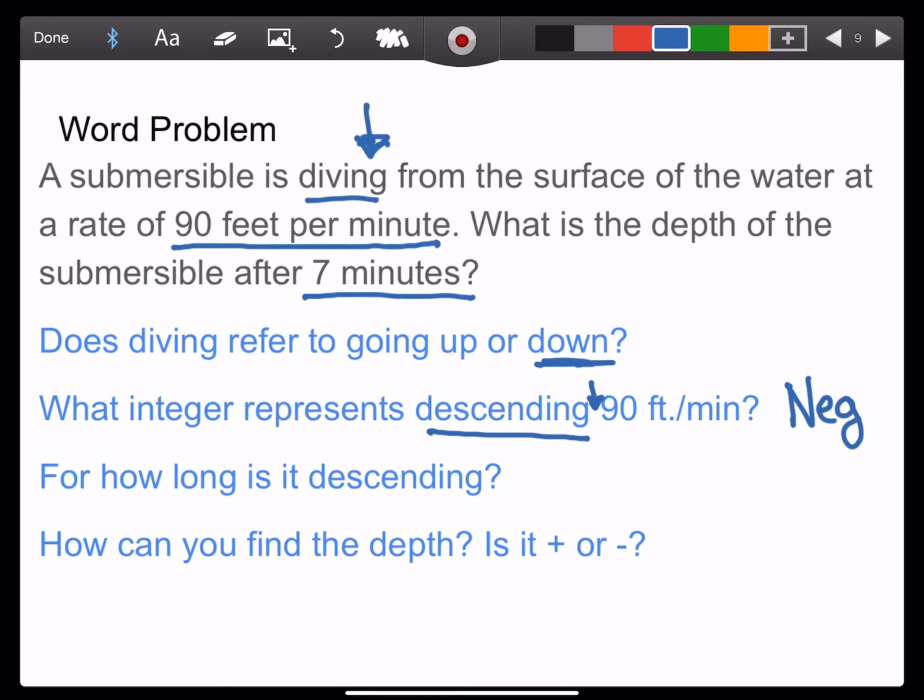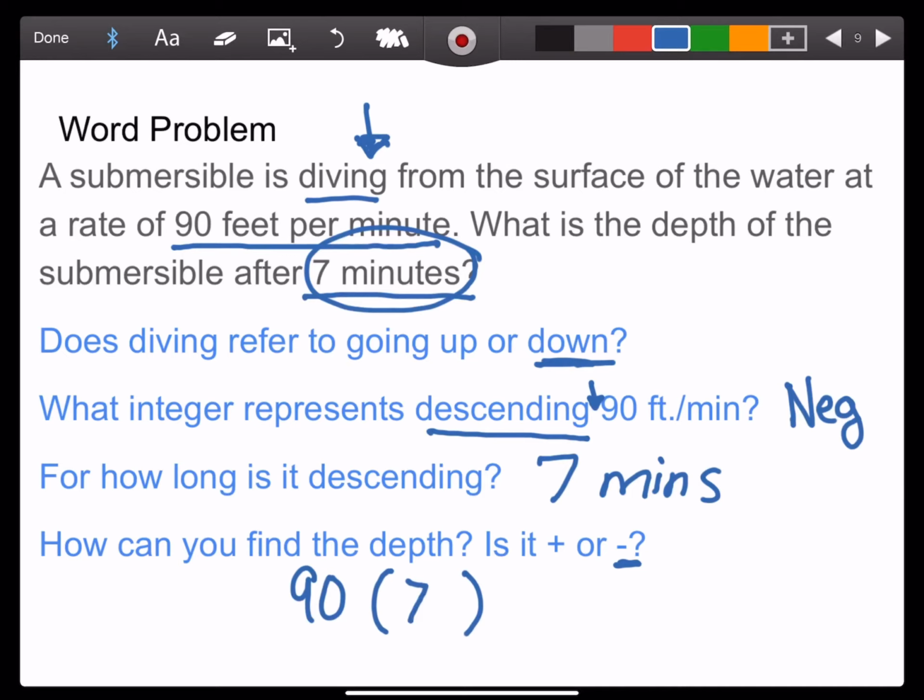For how long is it descending? 7 minutes. How can you find the depth? Is it going to be positive or negative? Well, the depth is going to be negative because it's going down. And it's going 90 feet per minute. And we did 7 minutes. Okay? But it's going at a rate of going down 90 feet. So it's going to be negative 90 times 7.